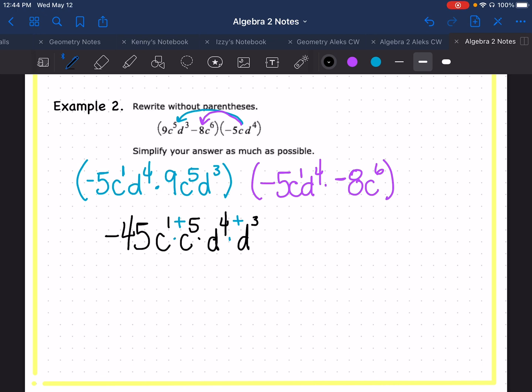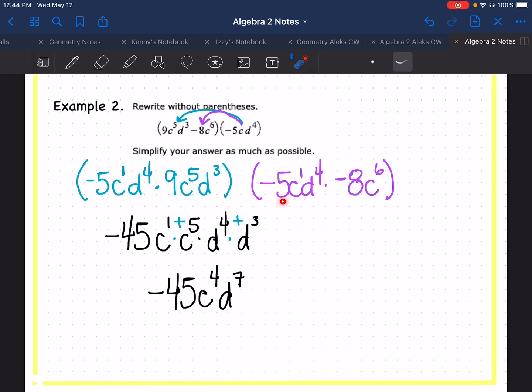Now notice that I cannot add all of the exponents. I can only add the 1 and 5 for the c and the 4 and 3 for the d. So I end up with negative 45, c to the 6th power, d to the 7th power. All right, let's take a look at the next one.